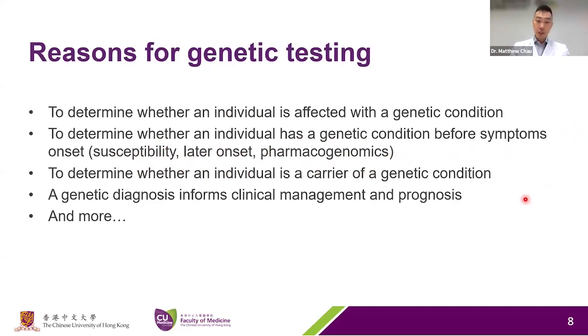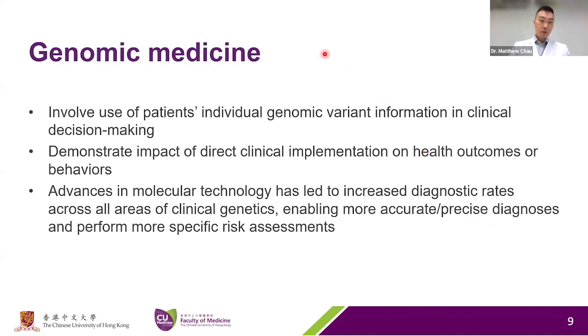And having a genetic diagnosis can inform not only the clinical management, it enables a better understanding of the condition as well. It can inform prognosis. And so we use the term genomic medicine a lot these days. It is the discipline of using the patient's individual genomic information in clinical decision making. So it demonstrates the impact of direct clinical implementation on health outcomes or behaviors.